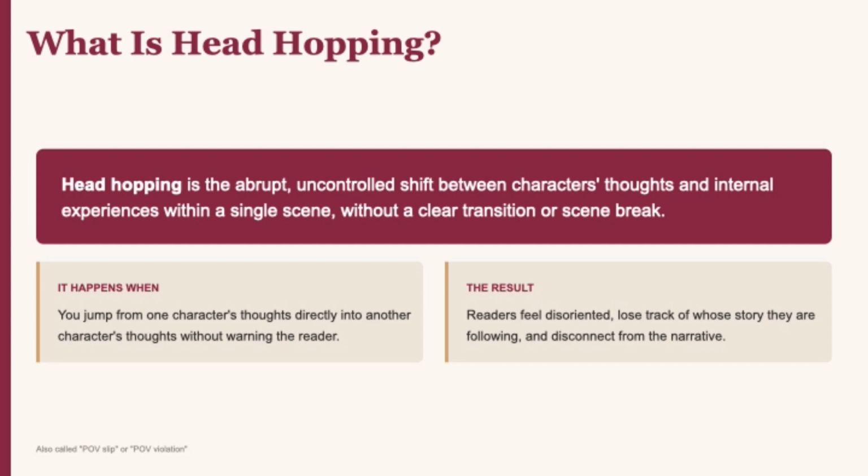Head hopping is the abrupt, uncontrolled shift between characters' thoughts and internal experiences, all within the same scene. There is no clear transition or scene break when we have a head hop. It happens when you jump from one character's thoughts directly into another character's thoughts without warning the reader. So you can have one line that's character A, the second line is character B, and we're getting all those internal emotions, thoughts, and feelings.